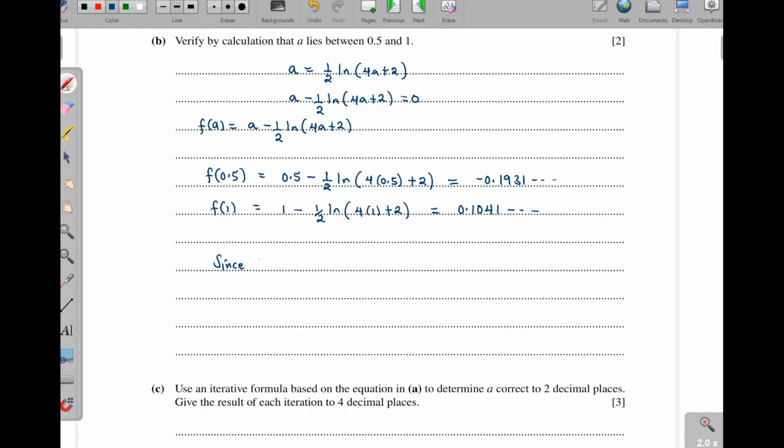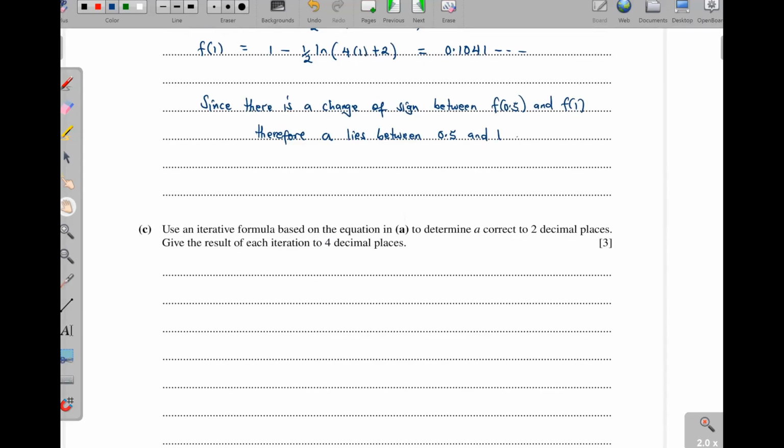Then I will say, since there is a change of sign between f of 0.5 and f of 1, I can write this one here. Therefore, a lies between 0.5 and 1.